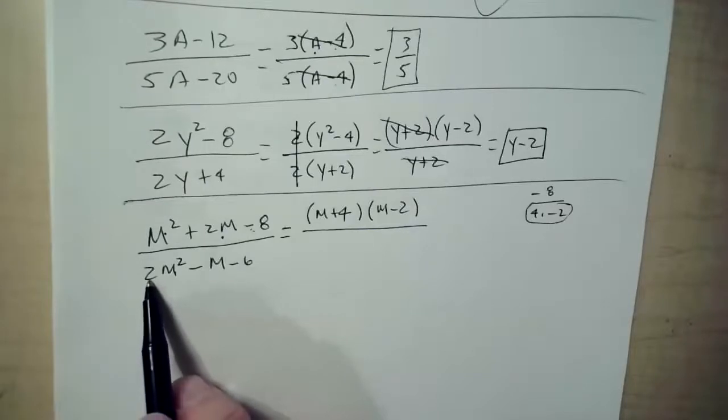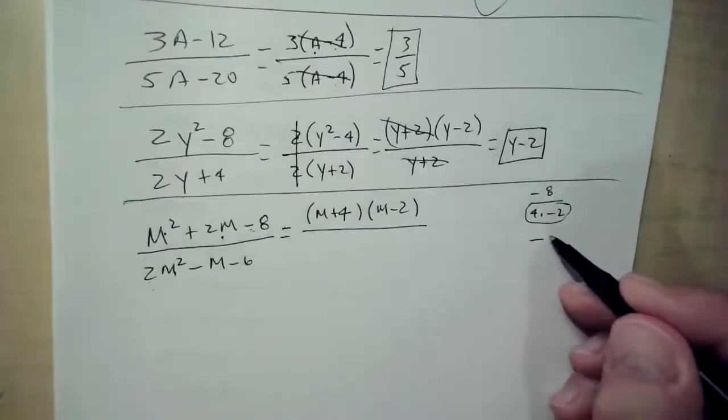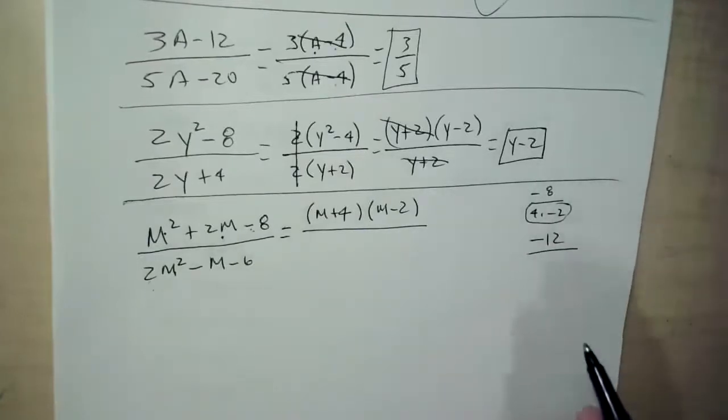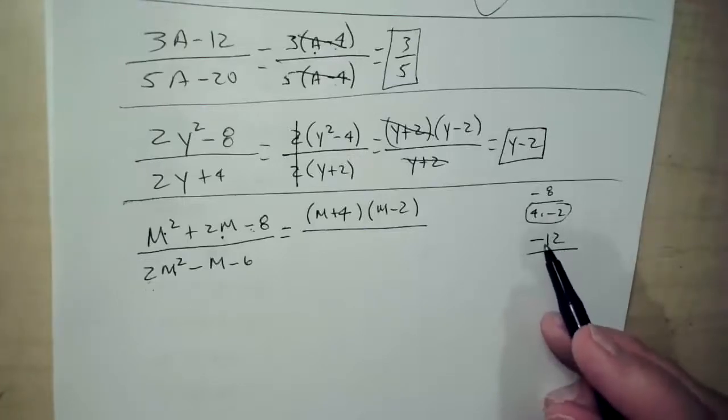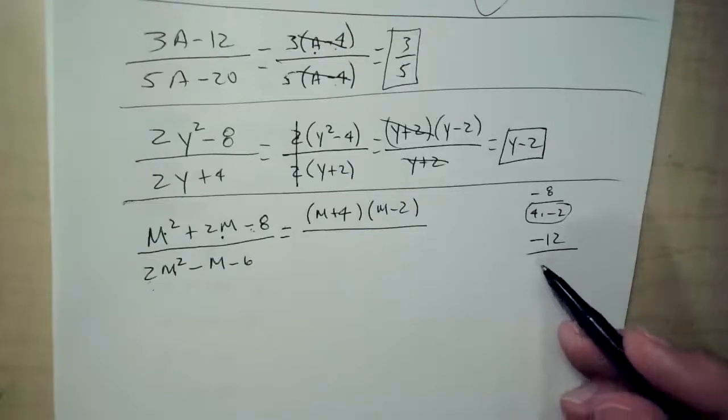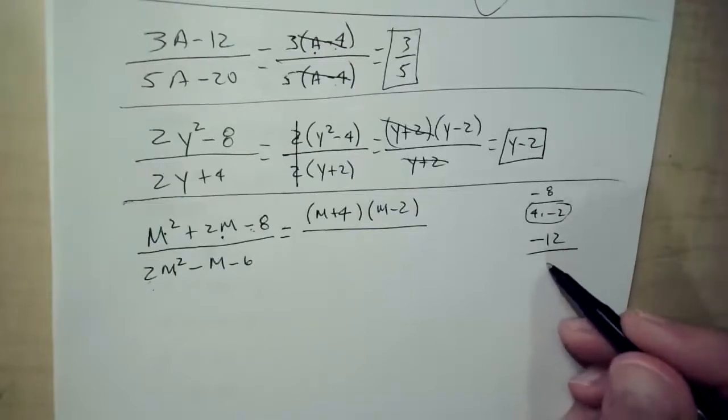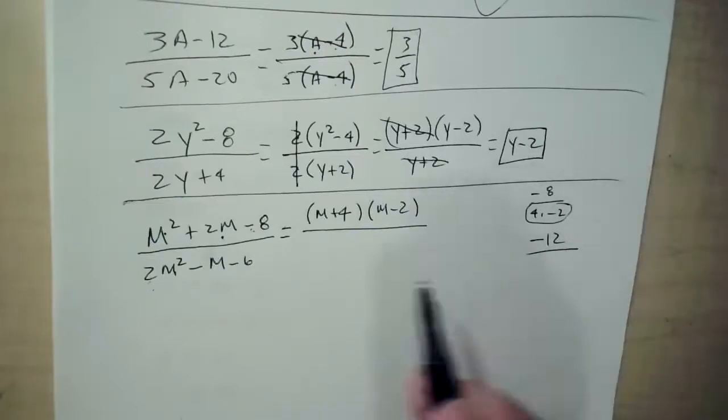Now, what can we factor here? Now remember, if the leading term here is not 1, we have to multiply 2 times negative 6, which is negative 12. Now what are the factors of negative 12?